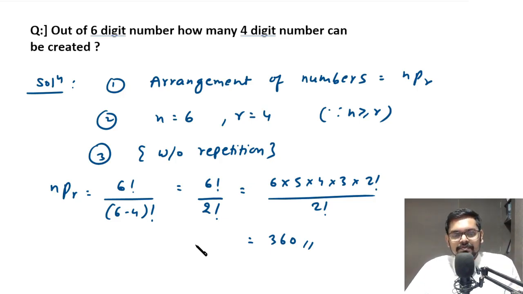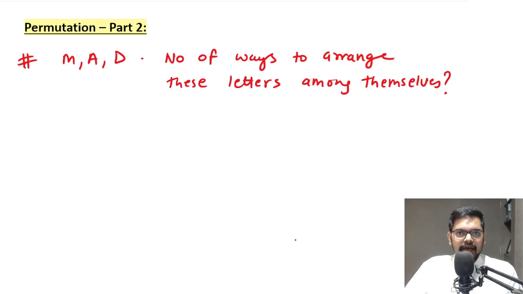In the previous lecture, we studied permutation, where we saw two types. The first type was permutation without repetition. The second type was permutation with repetition. Now in today's class, we are going to study two more new types of permutation.